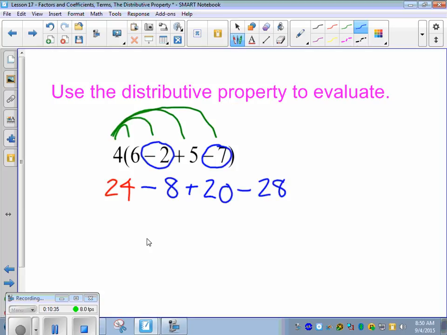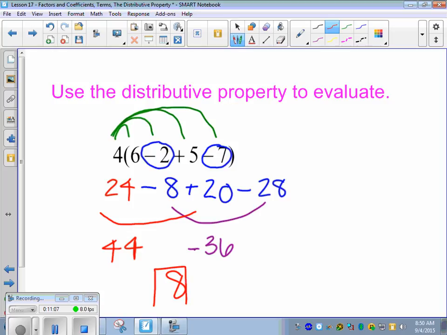All right, now I'm going to add all these together. I'm going to do it like we did a while ago. We're going to team up our negatives. Negative 8 minus 28 gives me negative 36. Very good. And then I want to do my positives in red. We have 24 plus 20, which gives me 44. So 44 minus 36, our positives win, right? And I believe that should give me 8 for my answer.